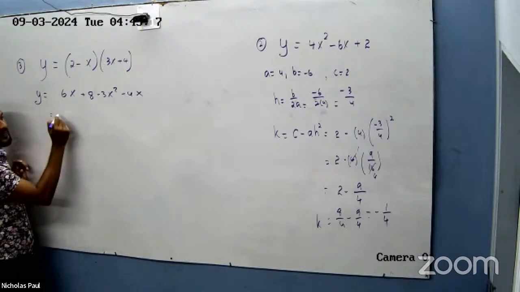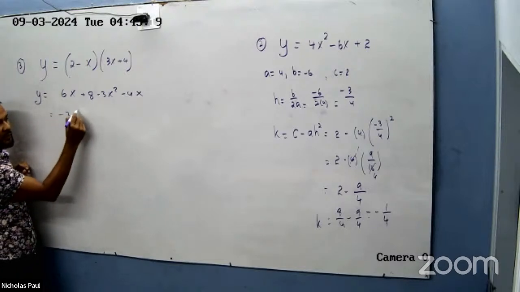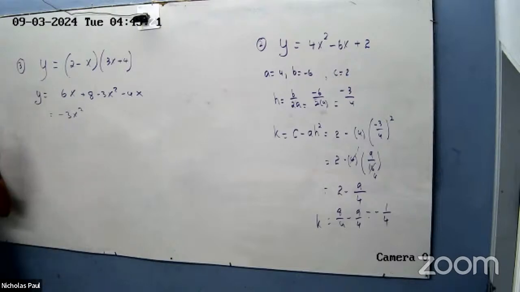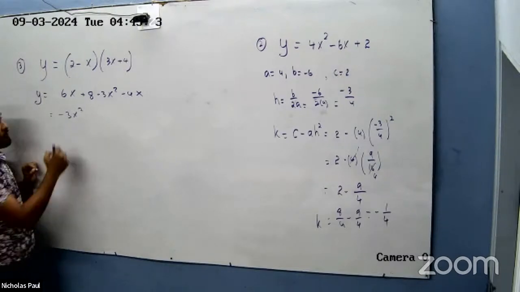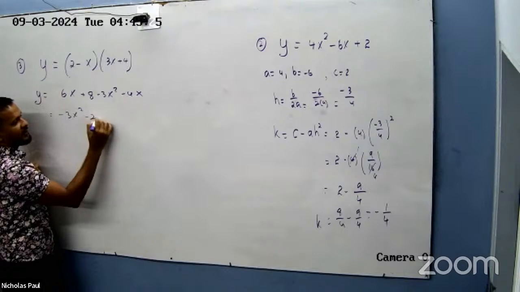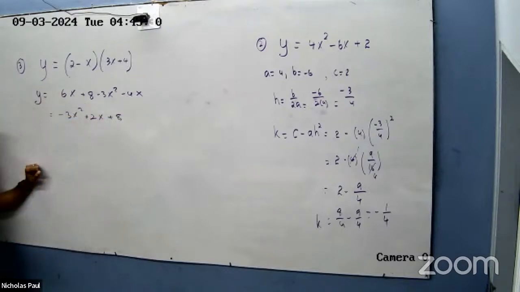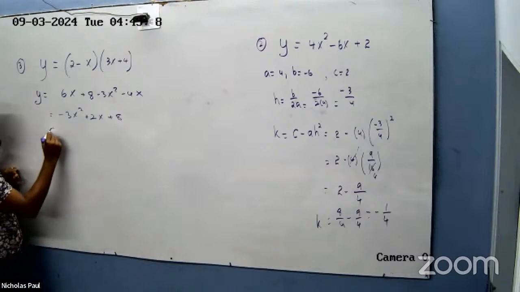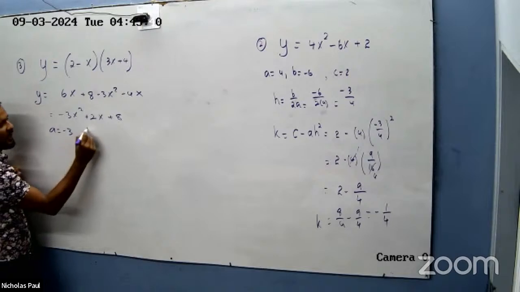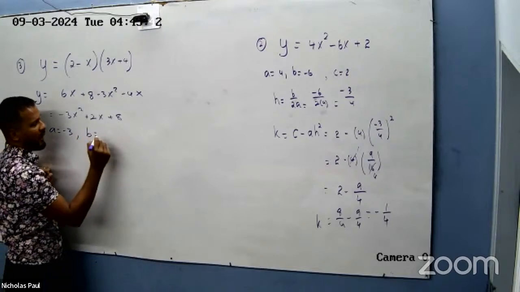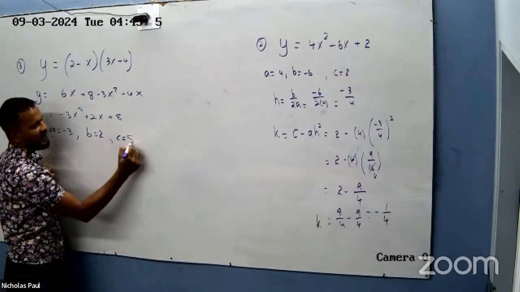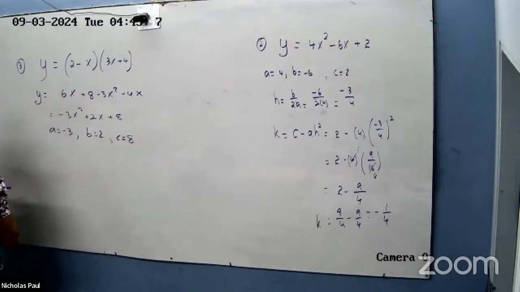So it stays negative 3x squared. But if I move it across the equal sign, then the sign will change, right? 6x minus 4x plus 2x plus 8. Max or min? Max, right? Okay. A is minus 3, B is 2 and C is 8.